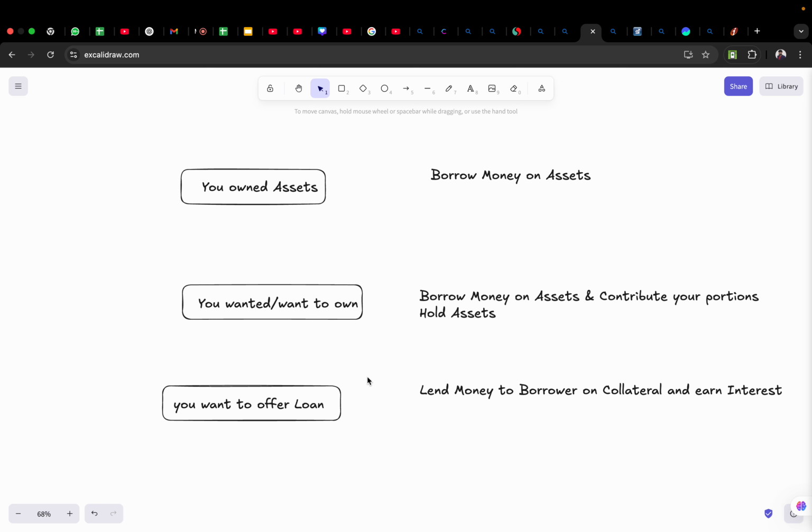But the point was around here only, guys. If you want to own assets, simply pay a small amount and you can acquire the assets. And here, as I said, the last one is if you want to offer a loan. See, if anyone approaches you, don't offer a loan directly. What you can do is simply ask for collateral.